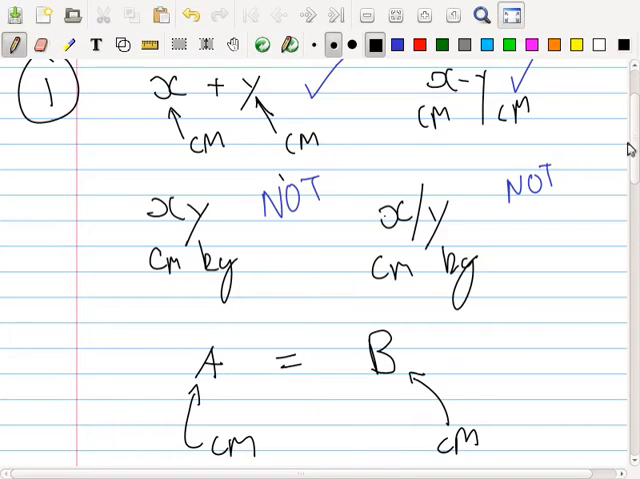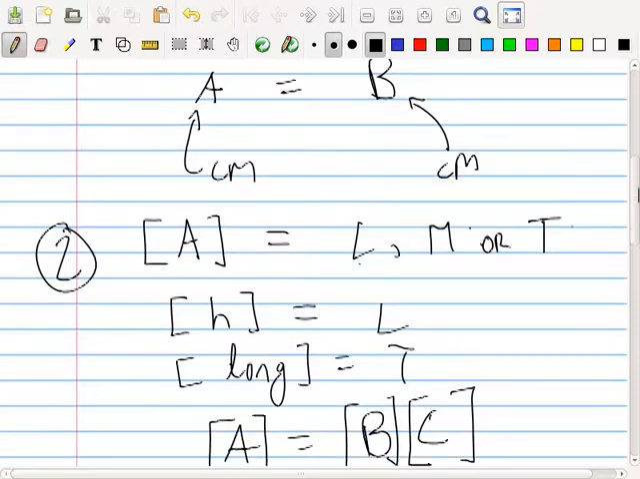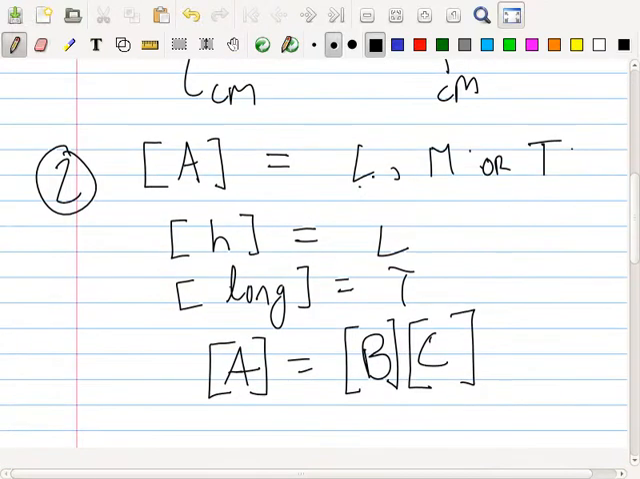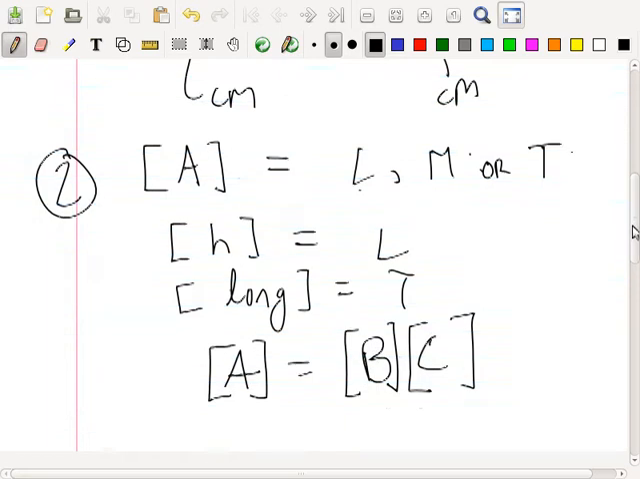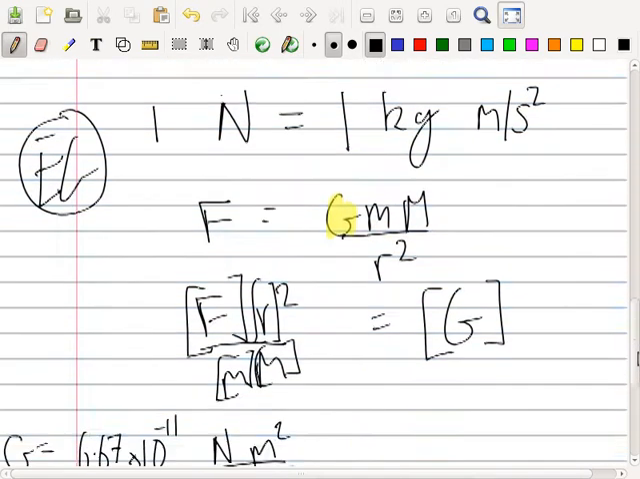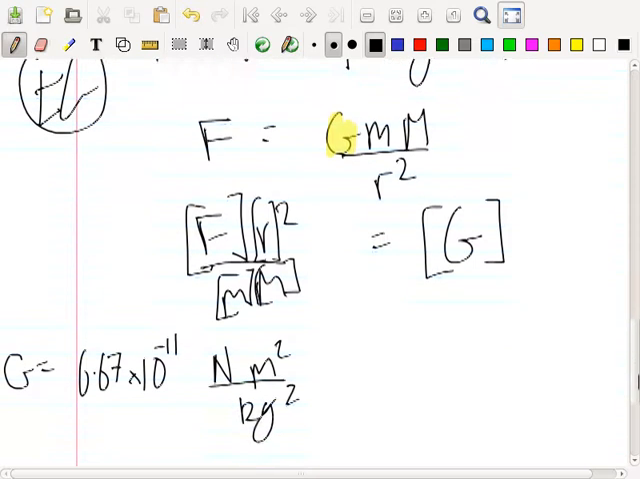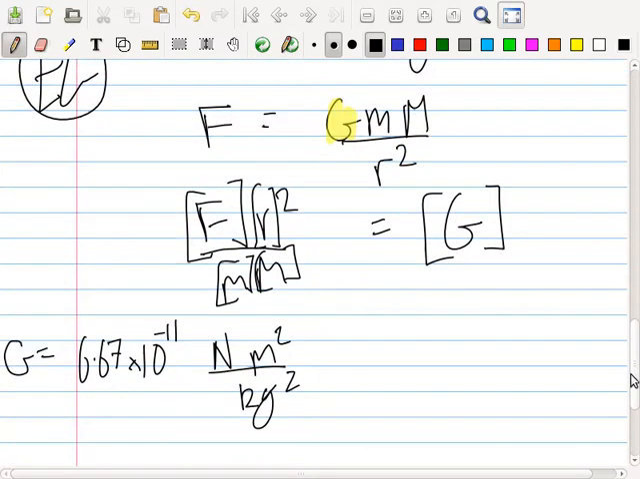So really all I need you to write down is the idea that for adding and subtracting they need to be the same unit, but multiplying and dividing they don't need to be the same unit. And then the other idea is this symbol, which means the unit or the dimension. And then this is the example. So really this is probably the most important one. So make sure you write this one down.